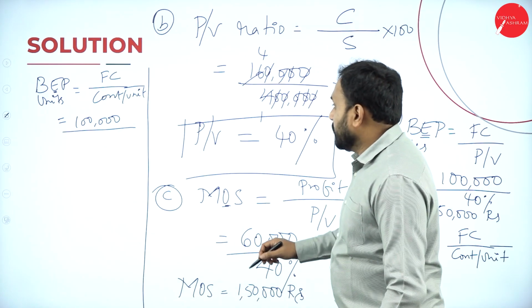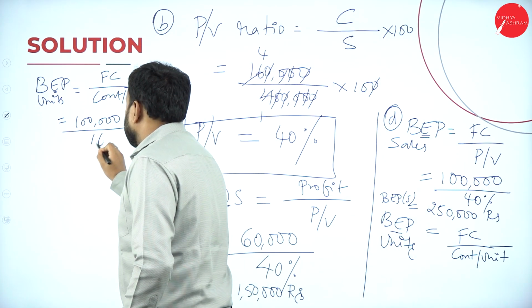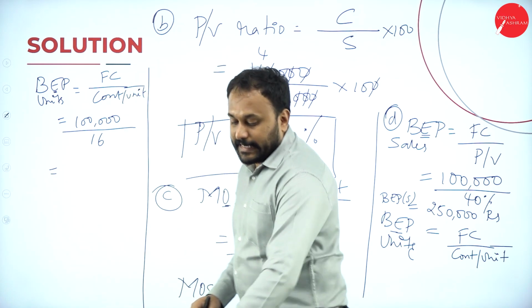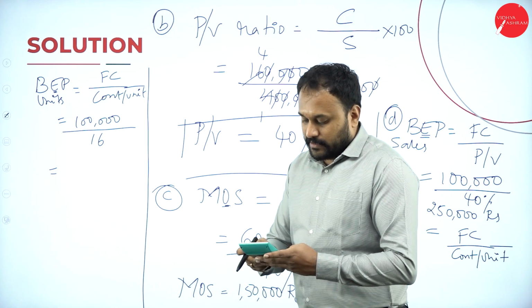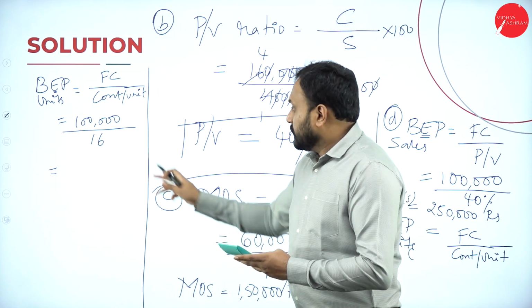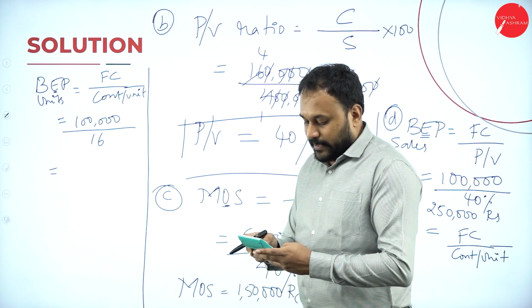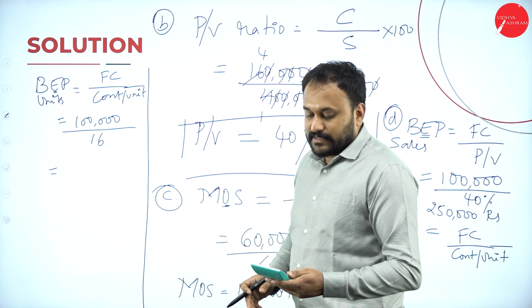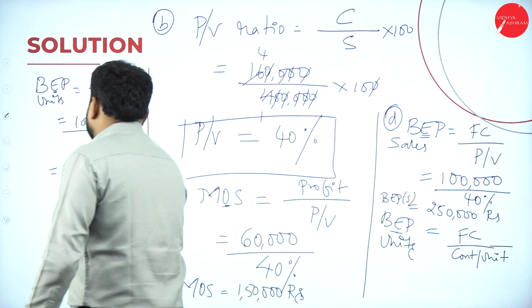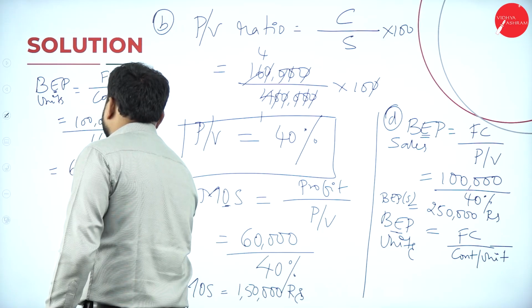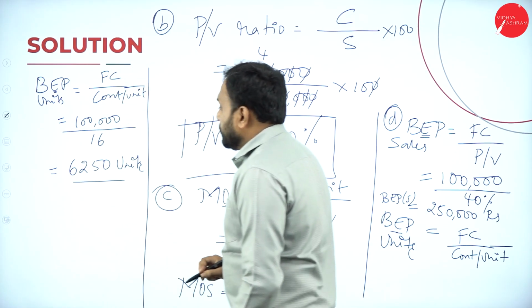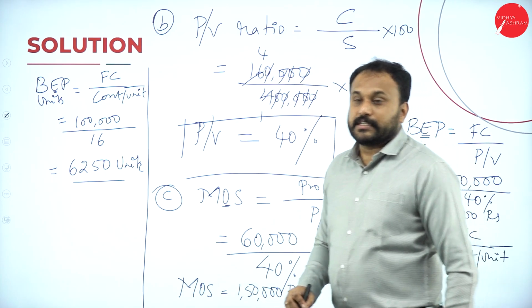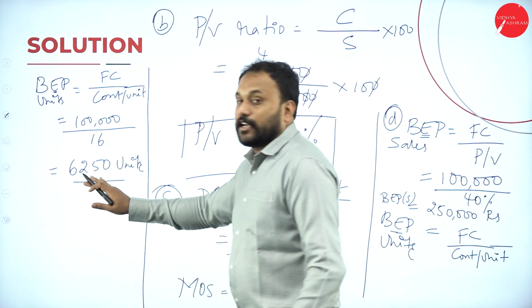Next we will write here: divided by 16 is equal to. Now again take your calculator. 1 lakh divided by 16. So 1 lakh divided by 16 is equal to 6,250. That means 6,250 units. This is what you are supposed to calculate.